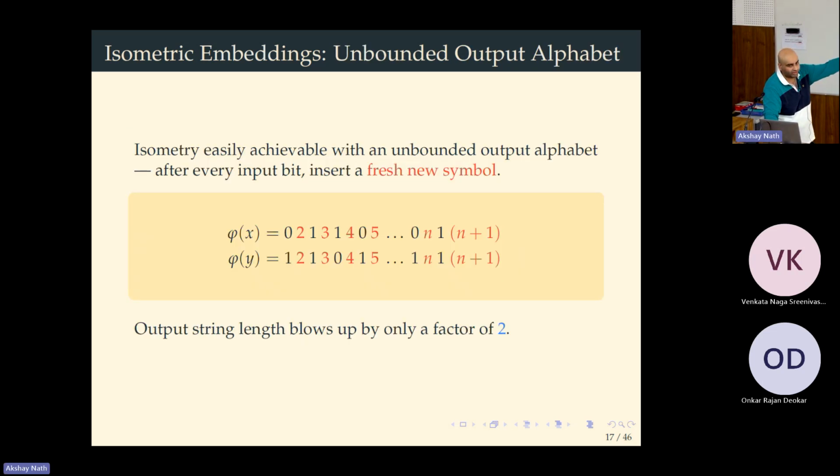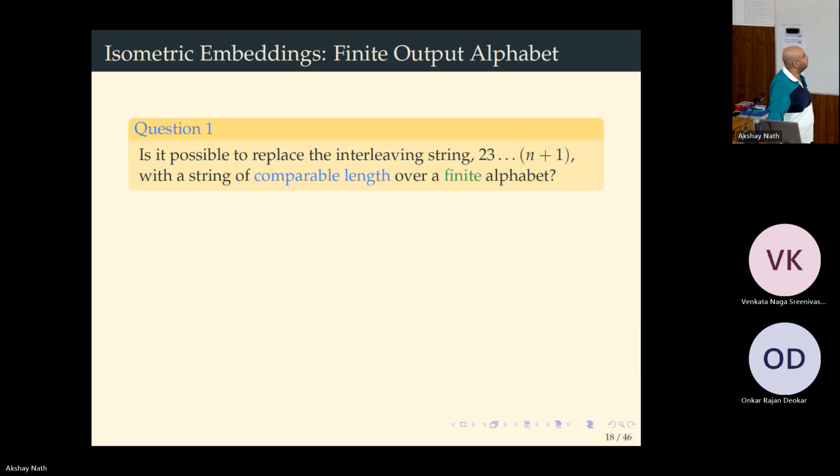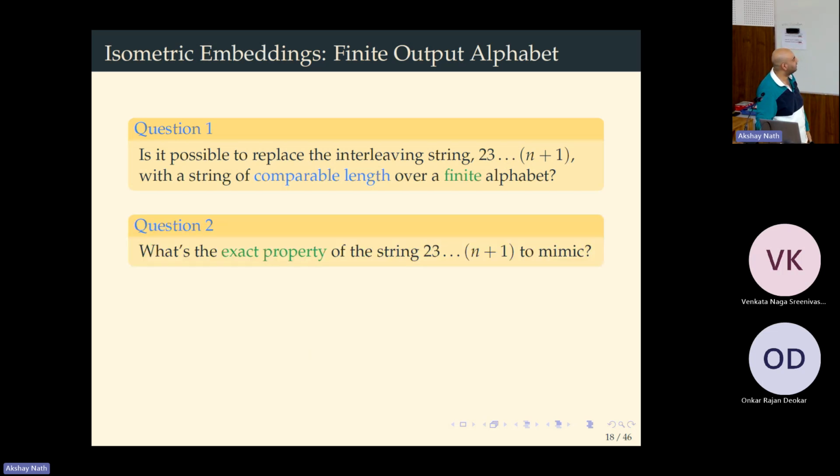The problem is, of course, the alphabet size is not binary. It's n. So we want to replace the string 2, 3, up to n plus 1 with a string of comparable length over a finite alphabet. That's the first starting point. And then you want to understand what exactly is this property we need.